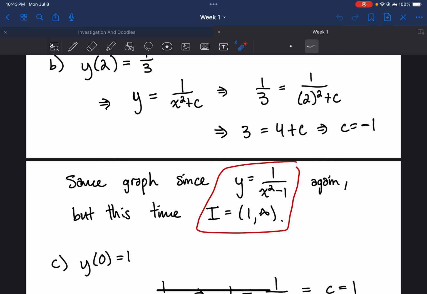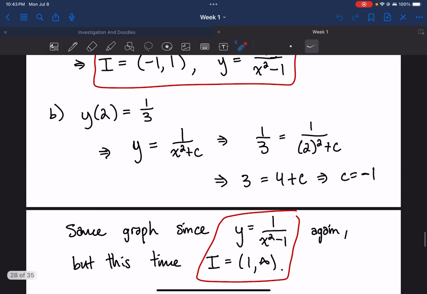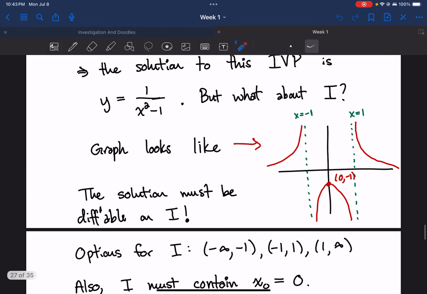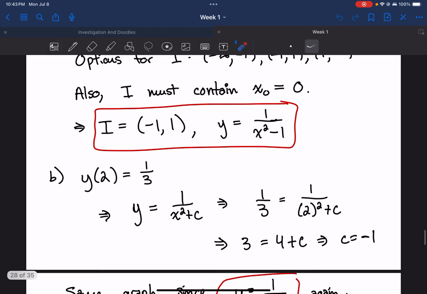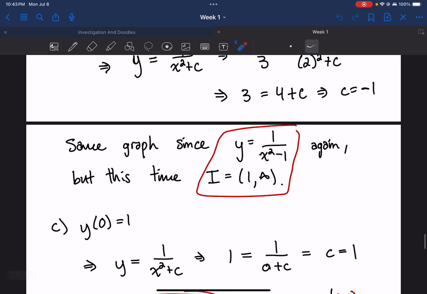We get the same graph, right? The same graph as before. But now we want to take the interval where (2, 1/3) exists. And in that case, it's the interval from 1 up to positive infinity. So now that we've changed the initial condition, we get the same solution, but the interval of definition has changed.